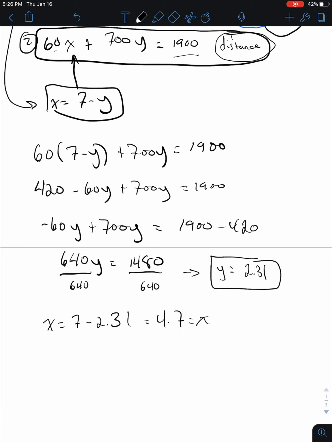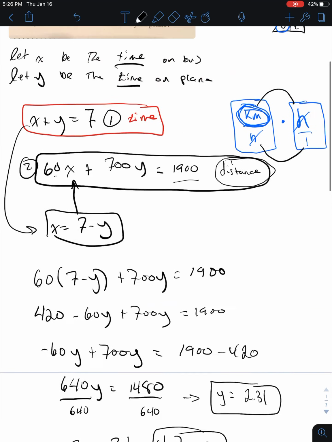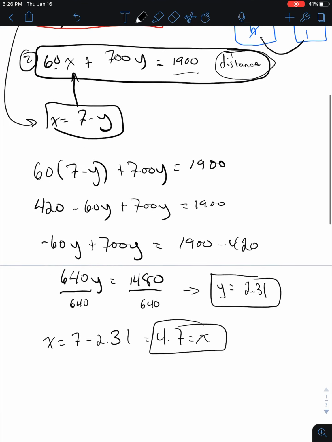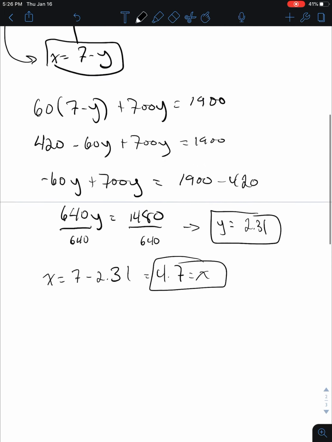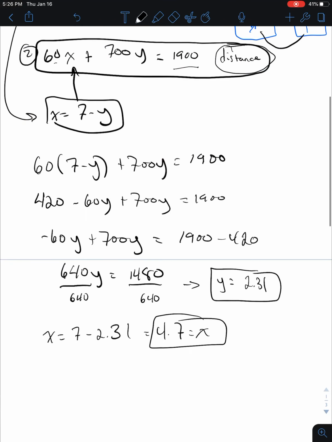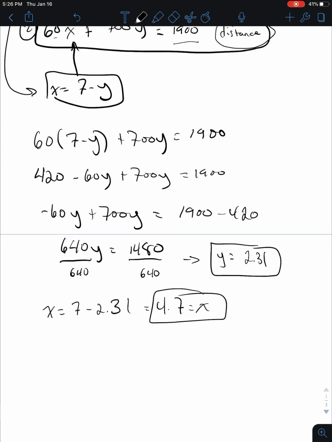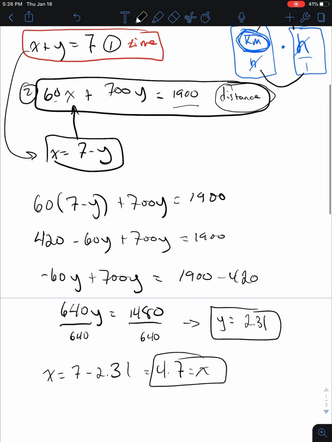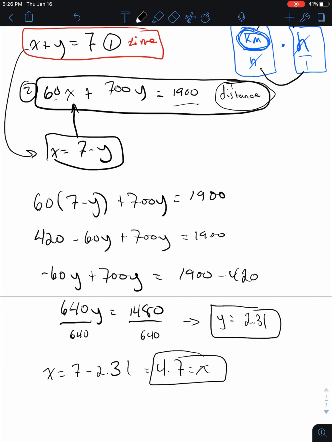Okay, so now, there's one more to this. So this is good. If the question had asked how much time he spent on each vehicle, we would be done. He would have spent 2.3 hours on the plane and 4.7 hours on the bus. But now you have to see how far he traveled, by doing 700 times 2.31 and so on.